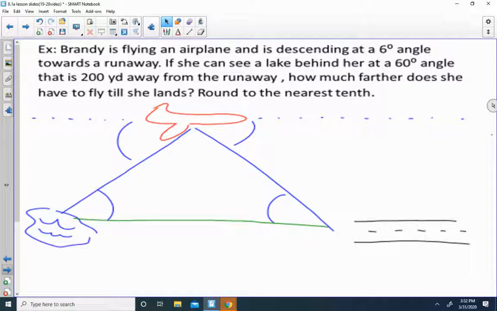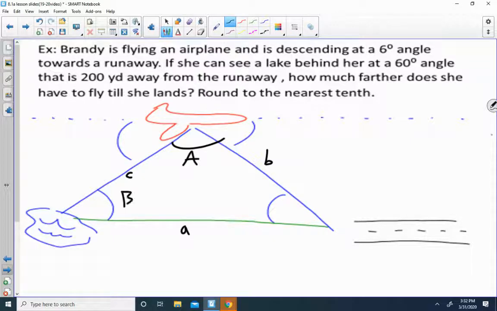All right, you should have tried it already. So if you want to go ahead and check your answer, let this side be little b, little a, little c. That makes this big A, this is big B, and this is big C. Yeah, I need to make that C a little bit bigger. There we go. And our main goal, again, was to find the distance from the plane to the runway. And you should have that little b, or that distance will be 189.6 yards. All right, if you got that answer, you can go ahead and move on to the next example.